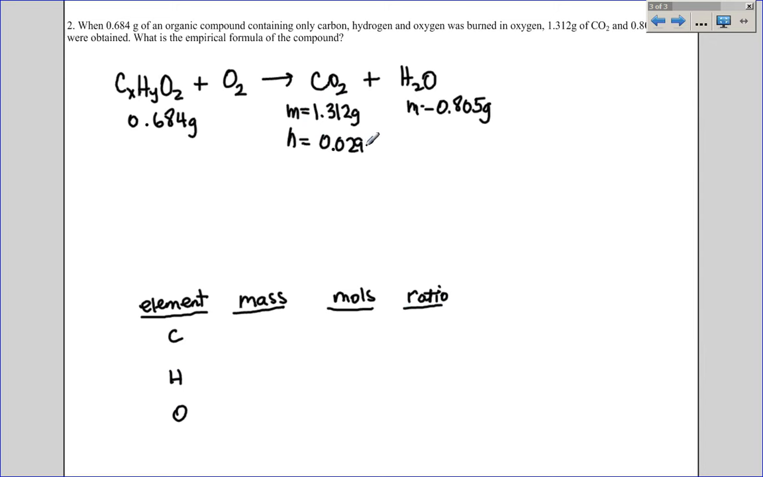So when I've got 0.29811 moles of carbon dioxide, that translates into the same number of moles of carbon. For the water, by dividing by 18.02, I find that I have 0.044673 moles of water. The moles of hydrogen is going to be double that, however, because of the formula of water and the ratio of hydrogen to the water molecules.